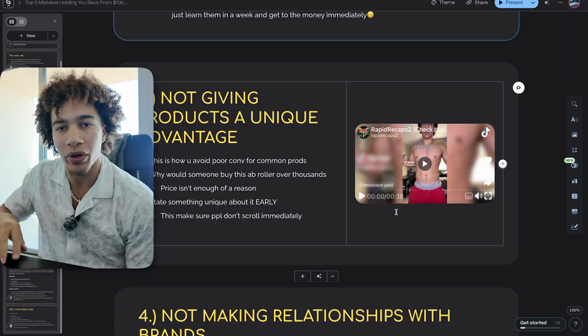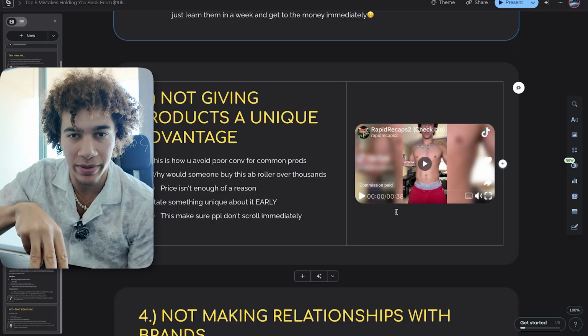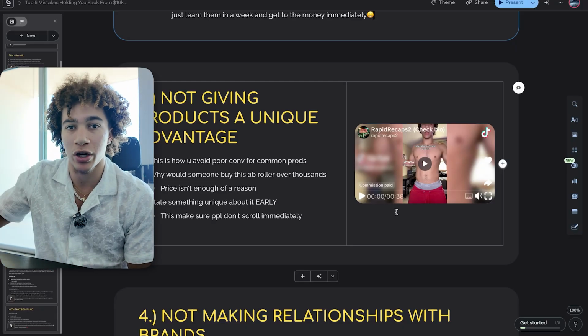Okay, so what you need to do with those specific products is give the product that you're promoting a unique advantage, right? Why is this version of this product better than everything else, and why should people actually go out and buy this, right?